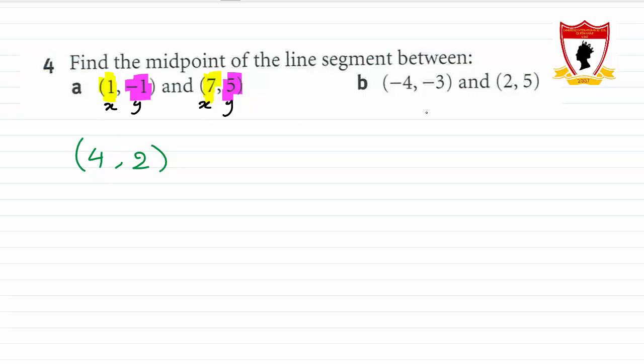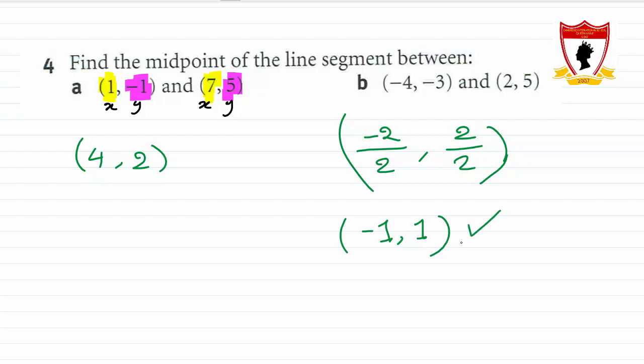Similarly, we can do part B. Negative 4 plus 2 will be negative 2 divided by 2. And negative 3 plus 5 will be 2 divided by 2. That gives negative 2 divided by 2 is negative 1. 2 divided by 2 is 1. So this coordinate is the midpoint between these 2 points.